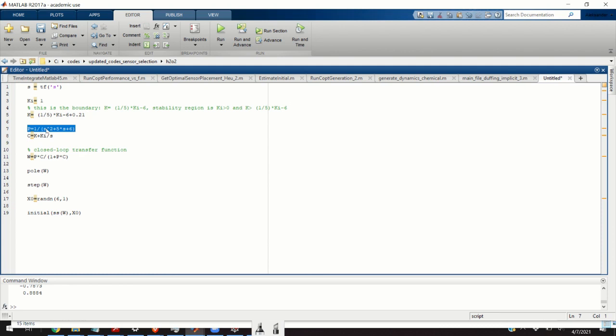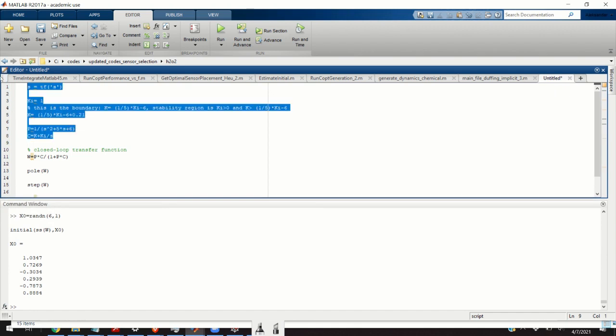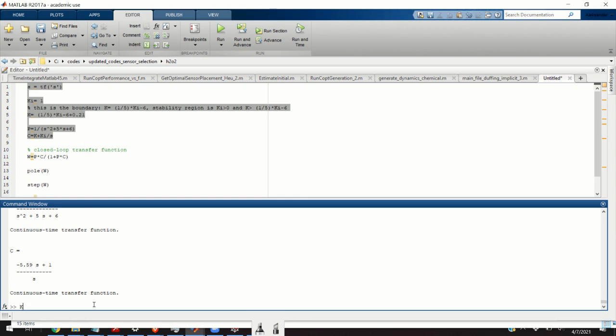The next step is to define the plant. Here's our plant and here's our controller. So let's execute these 4 lines of code. Here's what we get. Here's the k parameter. This is the ki parameter. This is the plant. This is the controller.